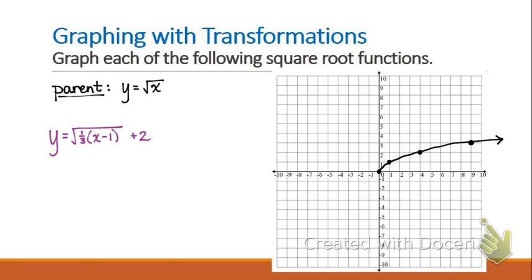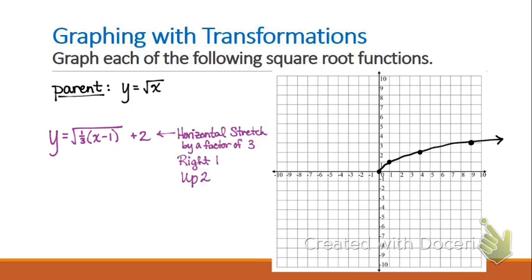All right, the last square root transformation that we're going to do is y equals the square root of 1/3, and then inside parentheses, x minus 1, and then plus 2. That 1/3, because it's underneath the square root, that is a b value. So remember, that's horizontal. And horizontal things always do the opposite of what it looks like in the equation. So that's going to be a horizontal stretch by a factor of 3. Then it's going to send my function to the right 1 and up 2.